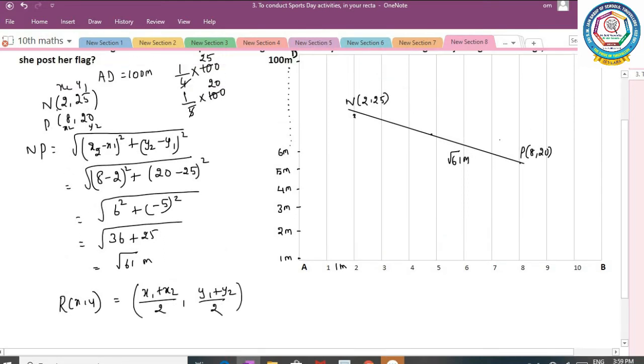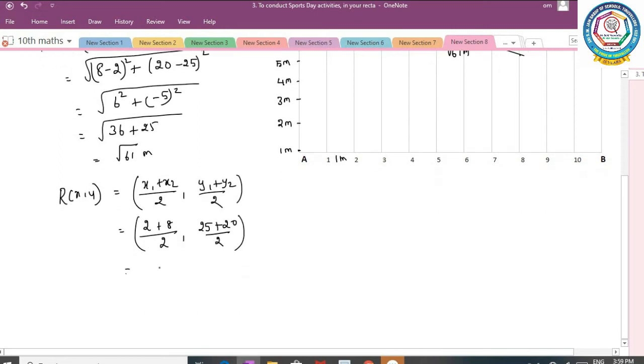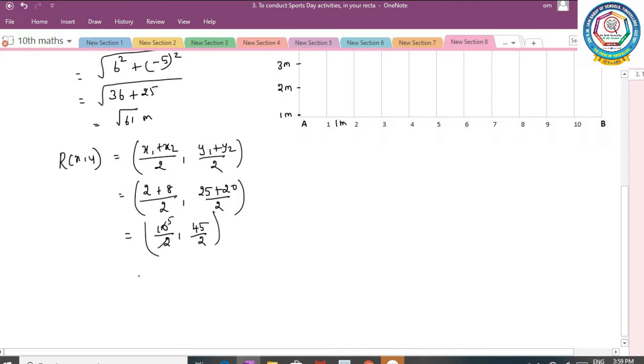See, what is x1? x1 is 2, y1 is 25. You have to substitute. So 2 plus x2 is 8 by 2, comma y1 is 25 plus y2 is 20 by 2. Next step, 10 by 2, comma 45 by 2. Cancelling by 2, 5 times, so 5 comma, and if you convert to decimal, 2 2s are 4, 2 2s are 4, 5 2s are 10, so 22.5. So what is Rashmi's position? She is posting the flag at the 5th line, 22.5 meter distance.